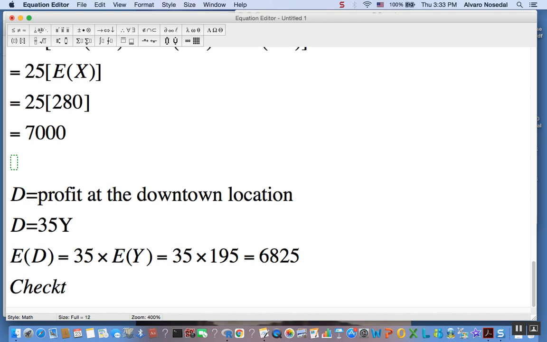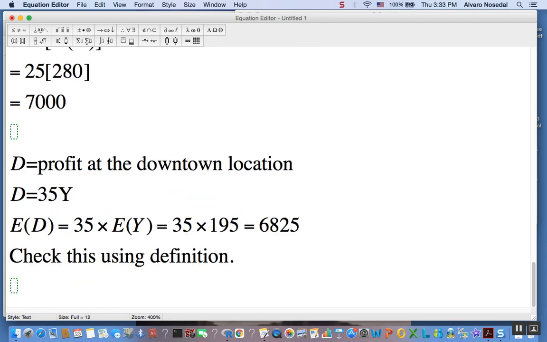Okay, so homework, you're going to verify that. Check this using definition. Okay, so first you're going to find the probability distribution of D, then you apply the definition, and you are going to verify that that number is the correct one. Okay? Okay.